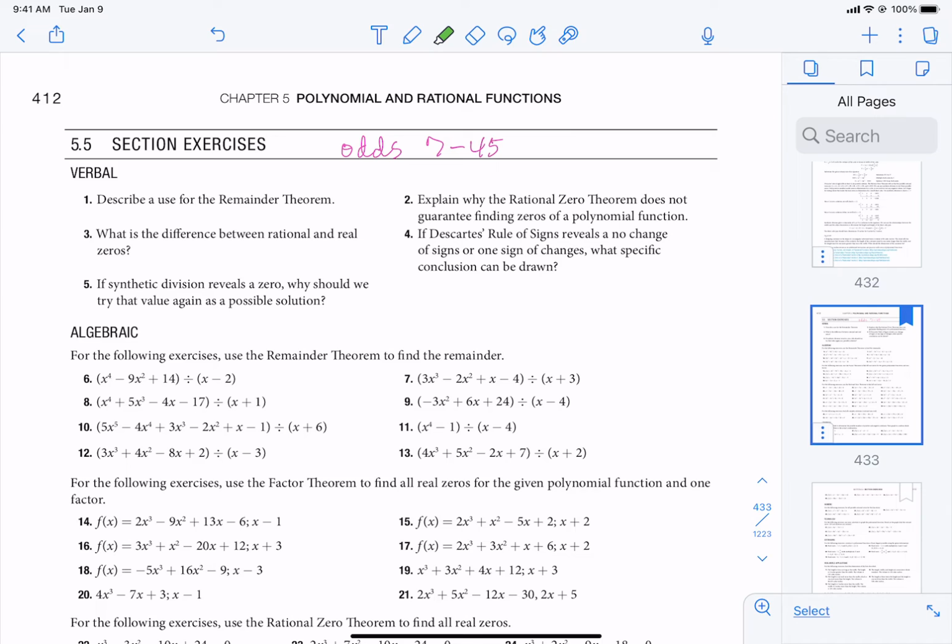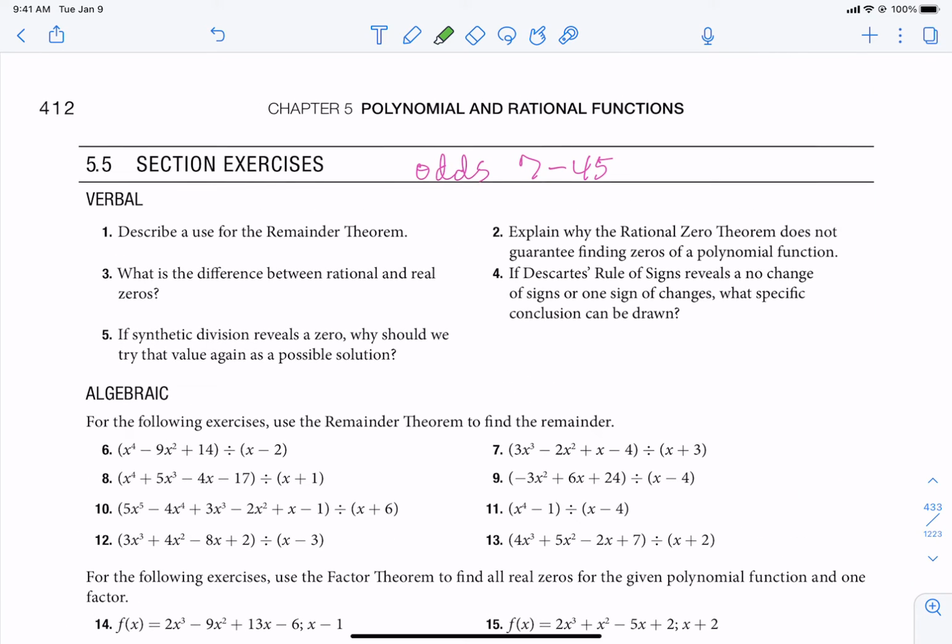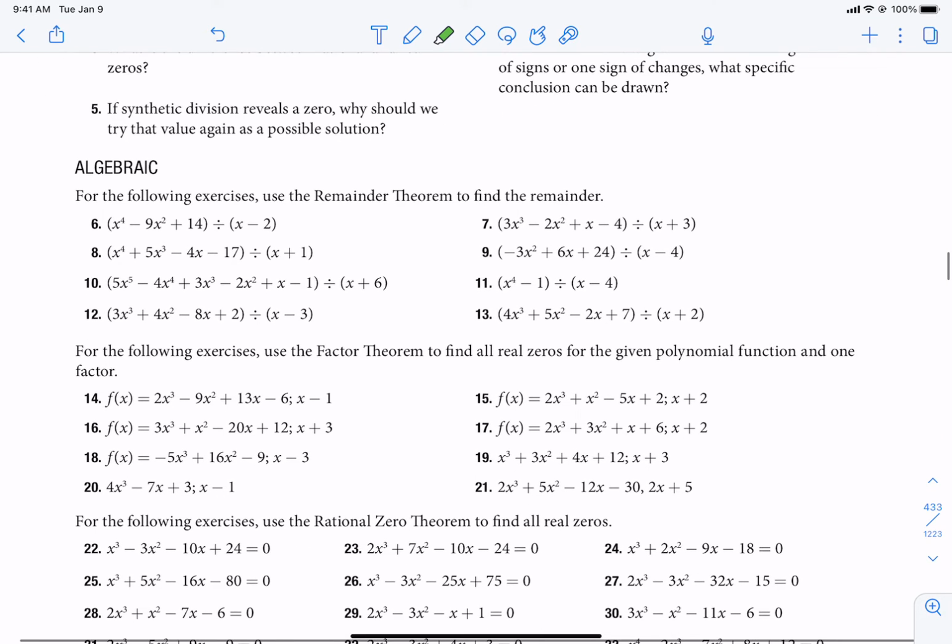The 5-5 homework is on the page you see here. The assignment is 7 to 45 odd. Okay. So let's start with the instructions for 7 through 13.